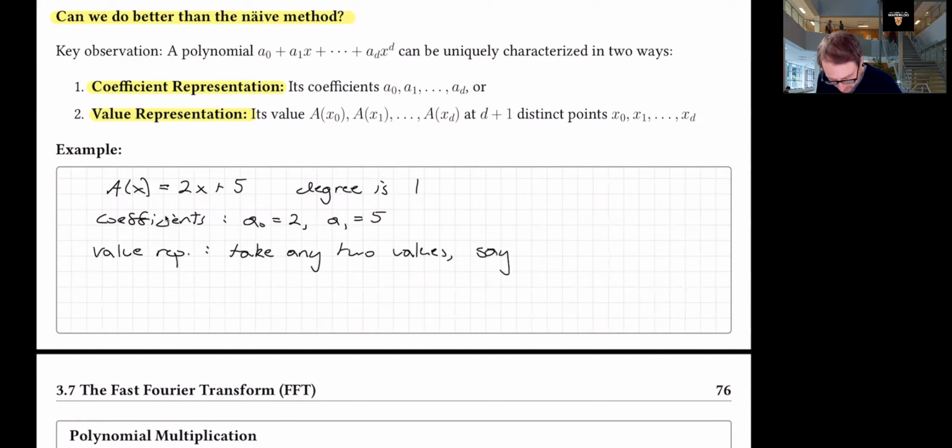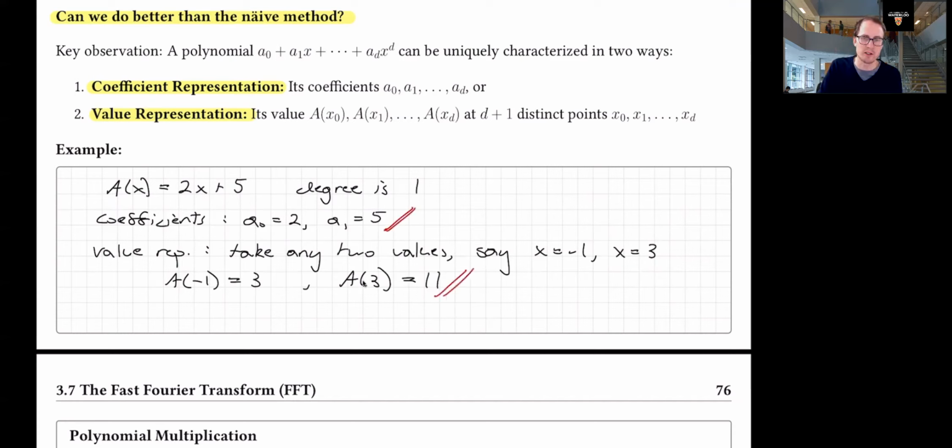Let's say x equals -1 and x equals 3. And then we get a at -1 is -2 plus 3 plus 5, that's 3. And we have a evaluated at 3 is 6 plus 5, that's 11. So this is one representation of the polynomial. This is also a representation of the polynomial.